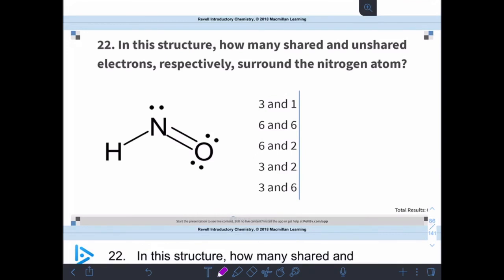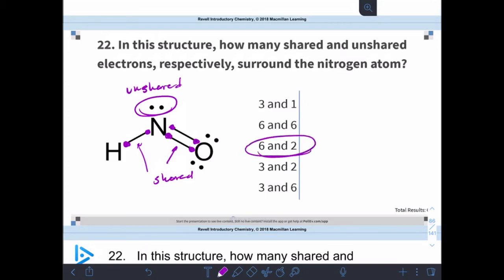So how many shared and unshared electrons, respectively, surround the nitrogen atom? So let's draw in our electrons on the lines, and the lines are shared electrons. Okay, so if we count the electrons in each of those lines, we have 6 that are shared. And then it has 2 that are unshared, 2 that belong only to nitrogen. So we have 6 and 2. 6 shared and 2 unshared.